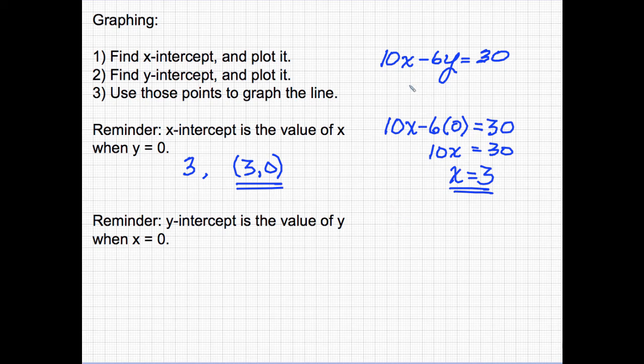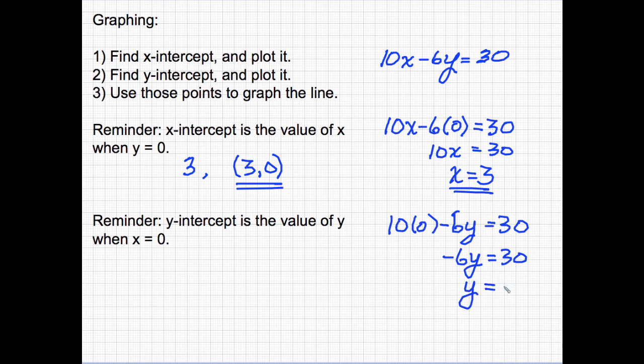Let's find the y-intercept. The y-intercept is the value of y when x is 0. So we'll take the same equation, we'll make x 0, 10 times 0 minus 6y equals 30. And then we'll solve for y. Well, 10 times 0 is 0, so this is 0 minus 6y, so that's just negative 6y equals 30. And if we divide both sides by 6, y equals 30 over negative 6, which is negative 5. So we say that the y-intercept is negative 5, or it's the point 0, negative 5.